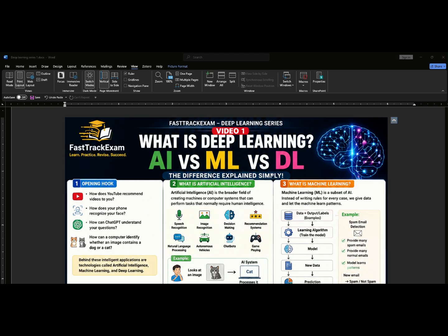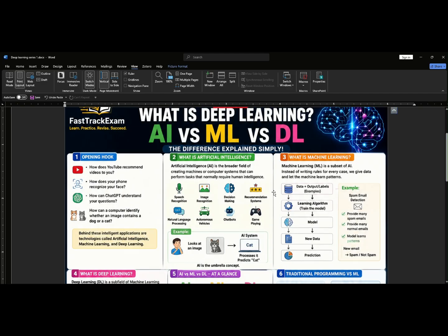Let's start with AI, the artificial intelligence. AI is a broad field of creating computer systems or machines that can perform tasks that normally require human intelligence. For example, decision making, where the system makes a decision based on the available information. Image and speech recognition are also available.